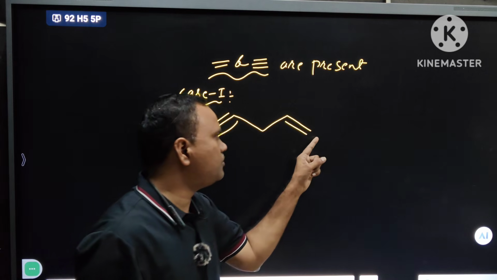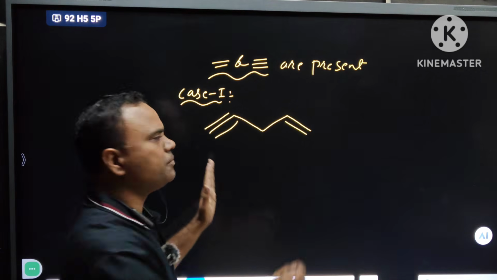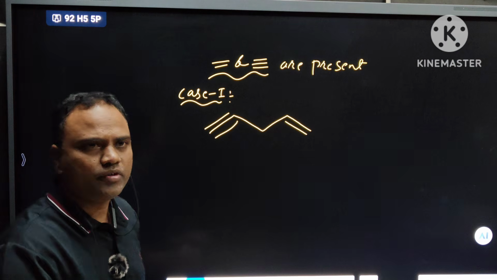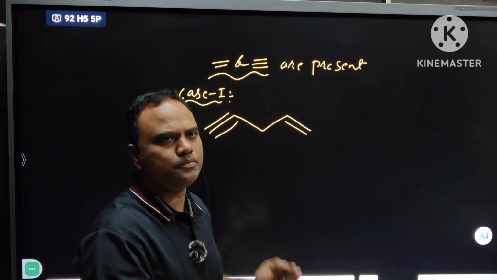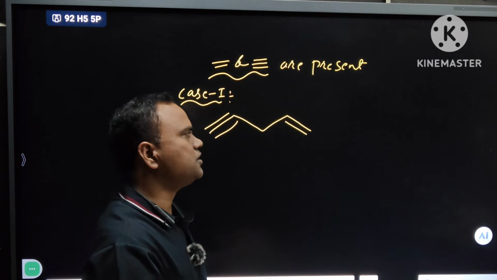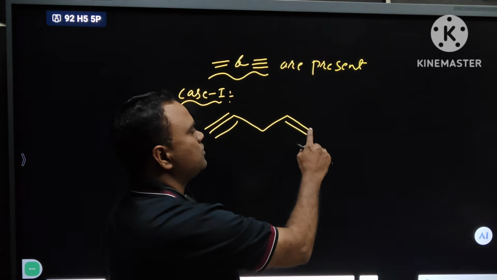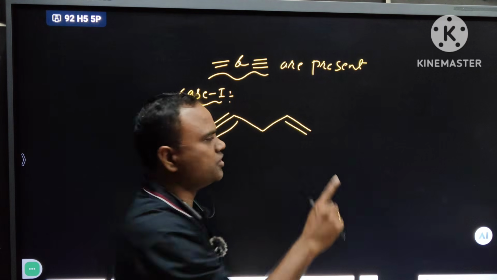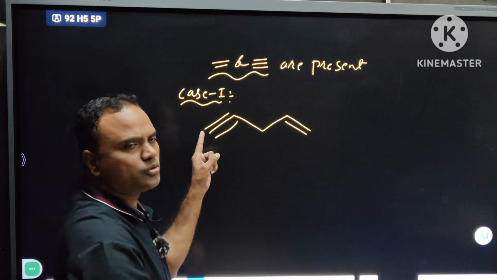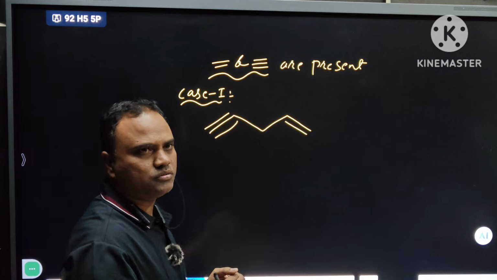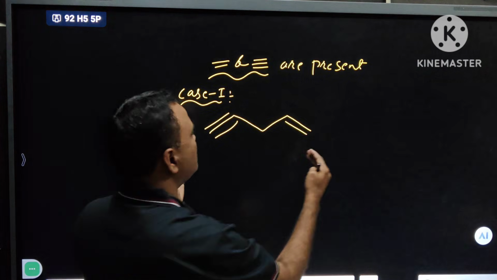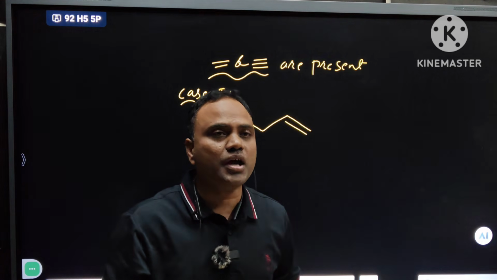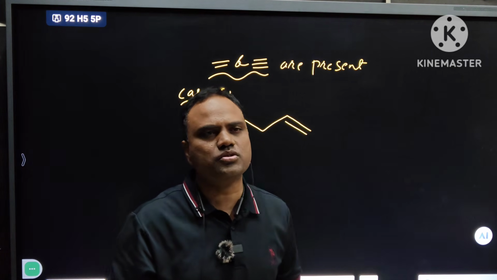When a double bond and a triple bond both are present at the ends, this is case 1, and both are starting from the same point. If we go like this, the double bonded carbon is getting position 1. If you go like this, the triple bonded carbon is getting number 1. That is called same position. If both are present at the ends, then priority goes to the double bond.